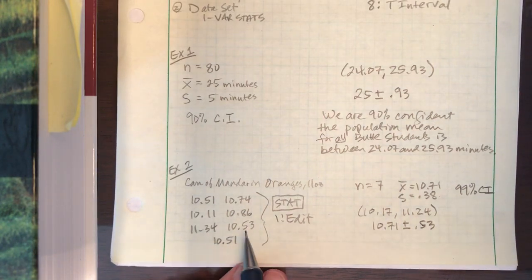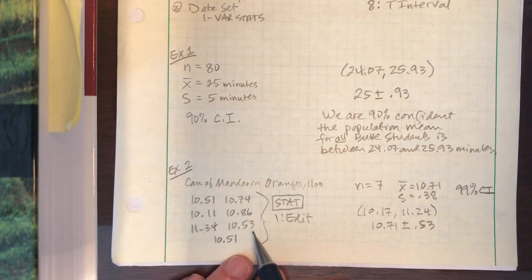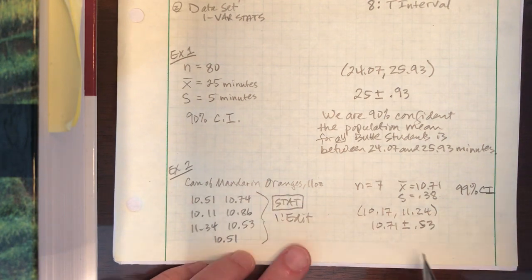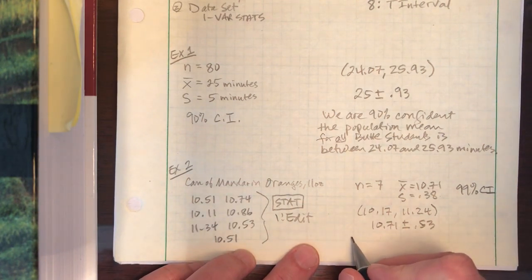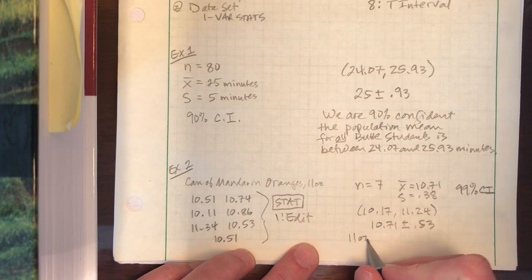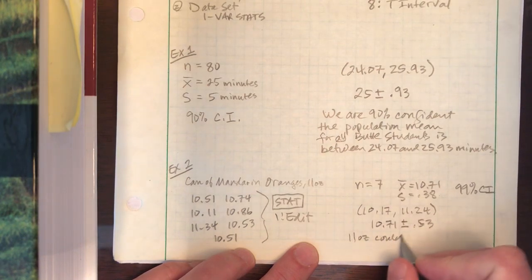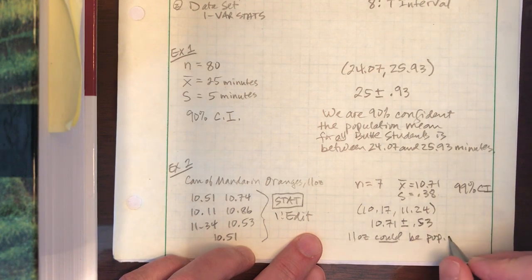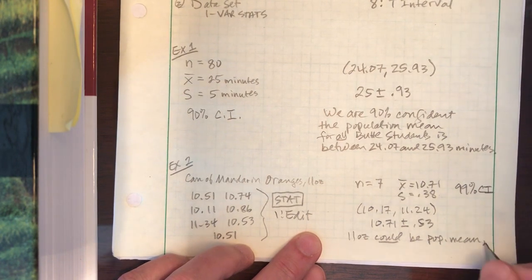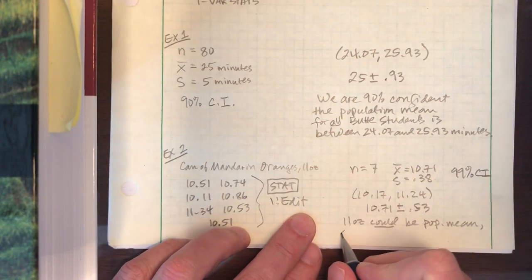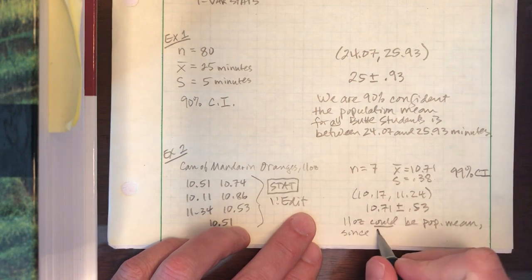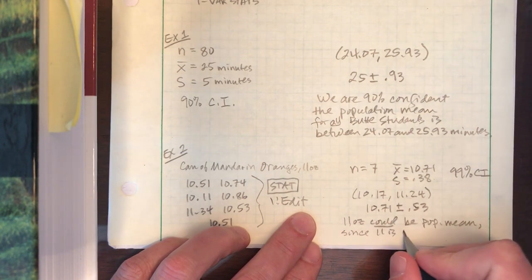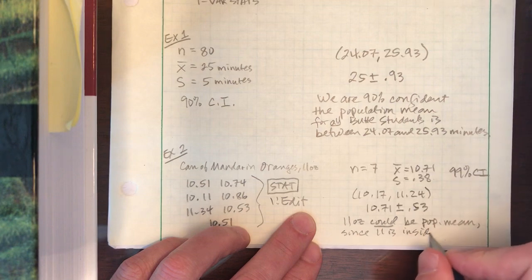So this sample of 7 cans was not enough to convince me that the average of the entire population would be under 11 ounces. So my conclusion, 11 ounces could be the population mean since 11 is inside the interval.